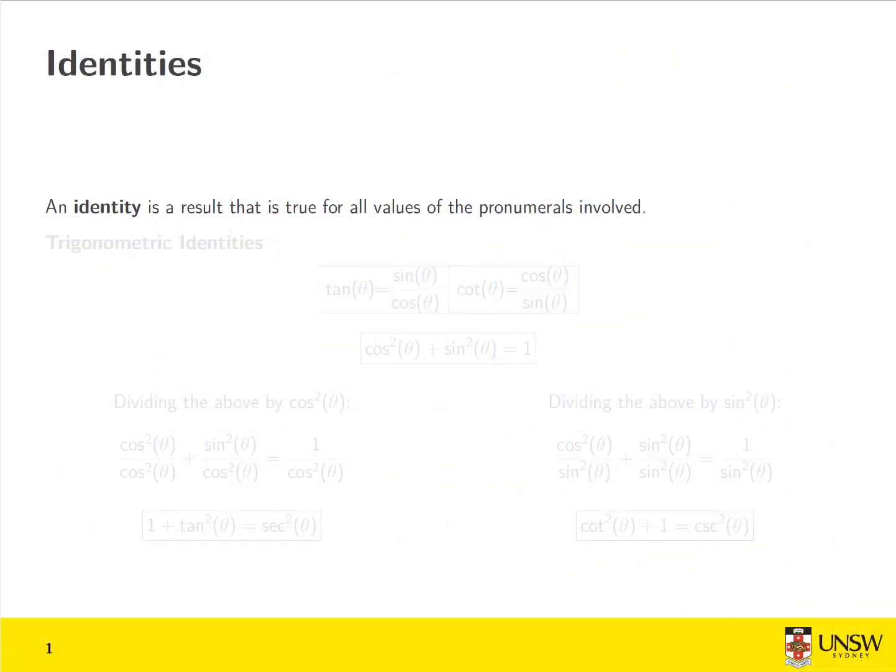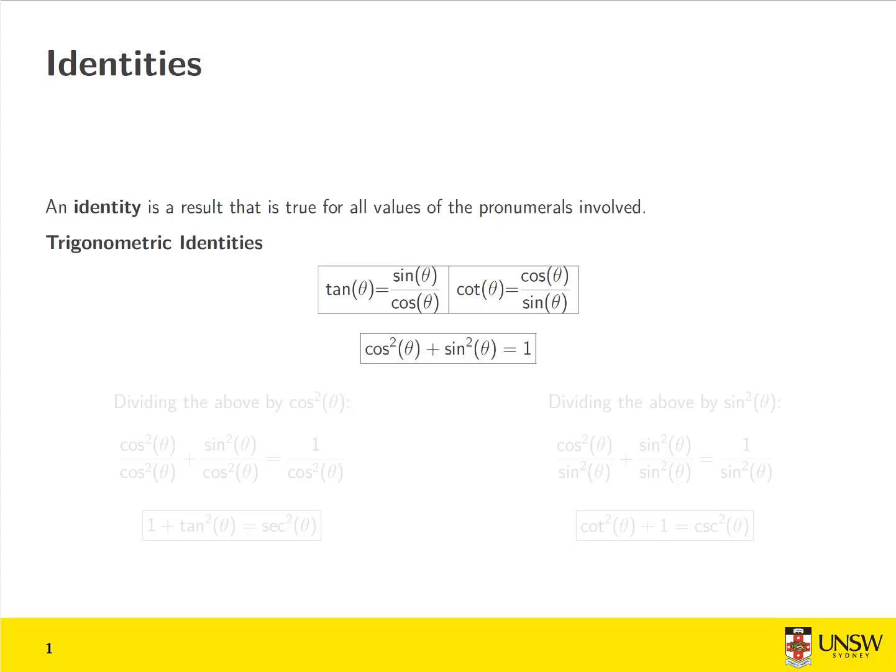An identity is a statement that holds true for all possible pronumeral values. We have already encountered some trigonometric identities, including the fact that tan theta equals sine theta on cos theta, and the reciprocal of this identity. We have also seen via the unit circle coordinate definition for the trigonometric functions that the square of cos theta plus the square of sine theta equals 1.